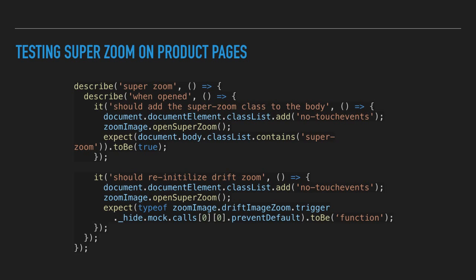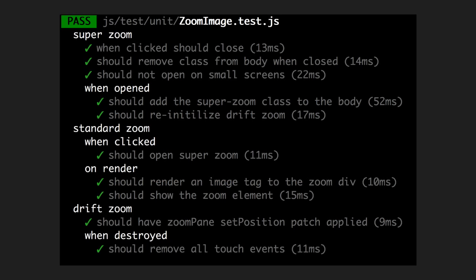Yeah. So I think if we write tests, it would really help if we have to do rewrites or change functionality in the future, to have it test the actual functionality. But as you can see, it can get pretty descriptive with the describe statements, and how that breaks down when you run it in the console is something like that. So, super zoom, when click should close, etc. It really is nice and readable.